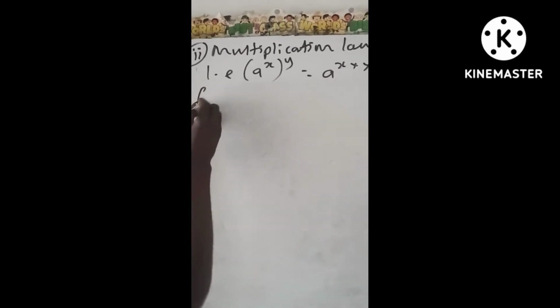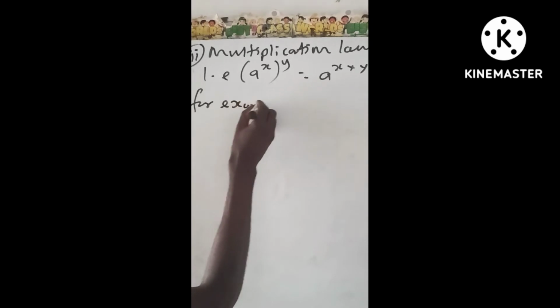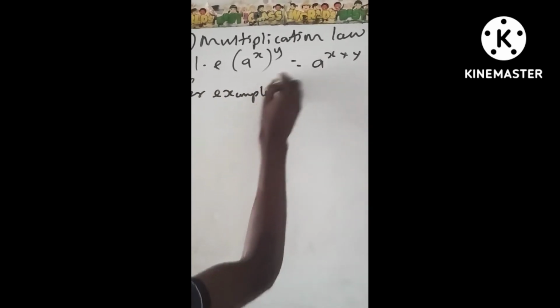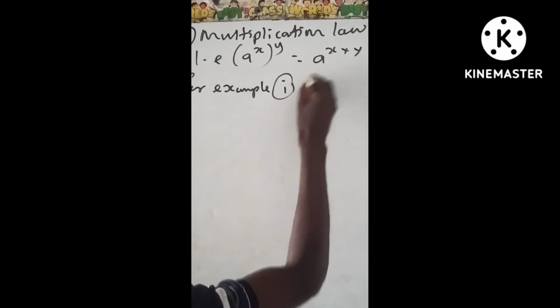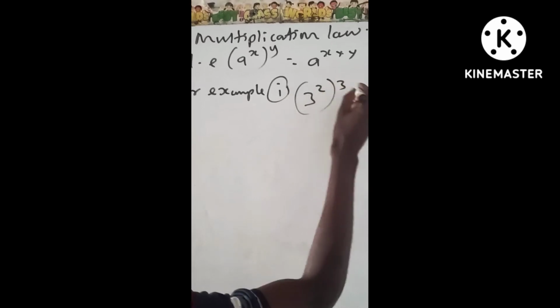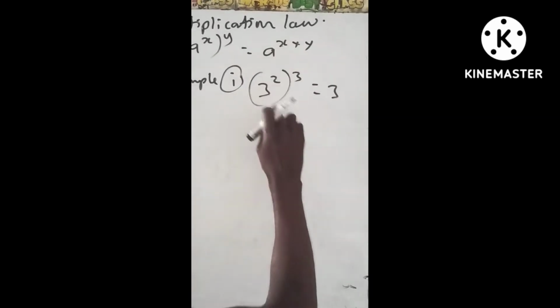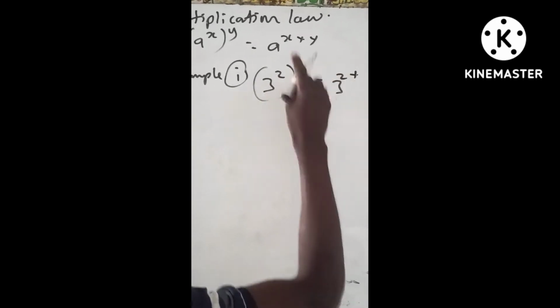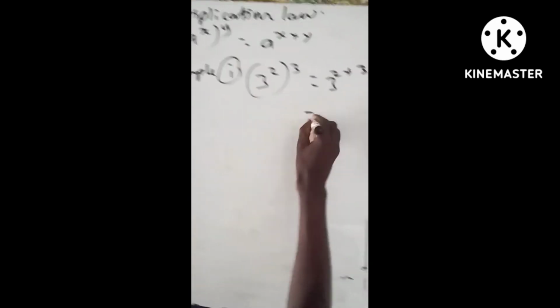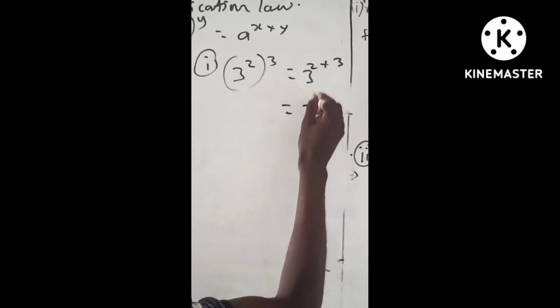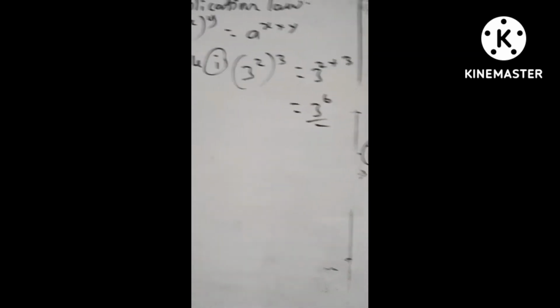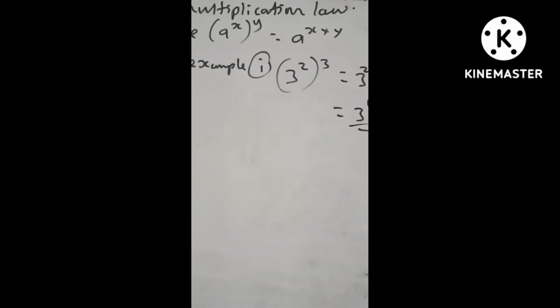For example, when you have 3 to the power of 2, bracket close, to the power of 3, you have 3 to the power of, this 3 is equivalent to a. X is now 2 times, y is what? 3. So you have 3 to the power of 2 times 3, which is what? 6. That is the multiplication law.